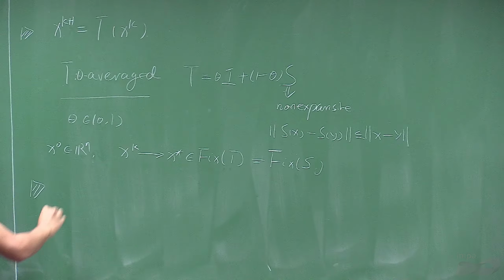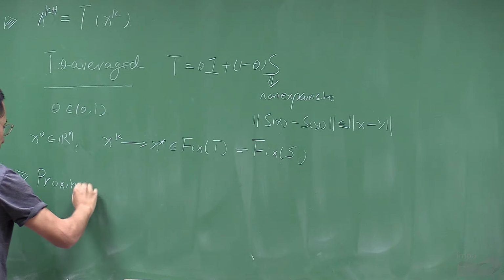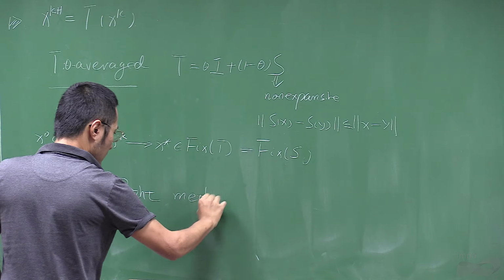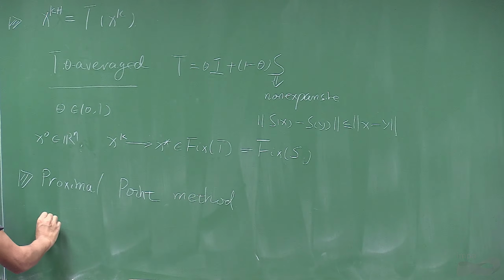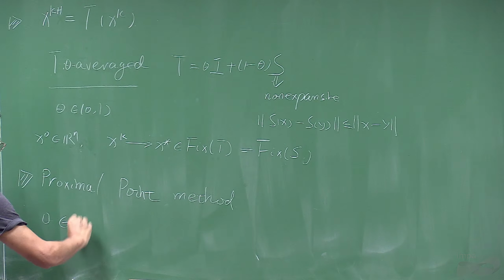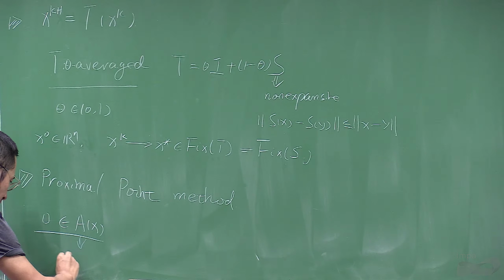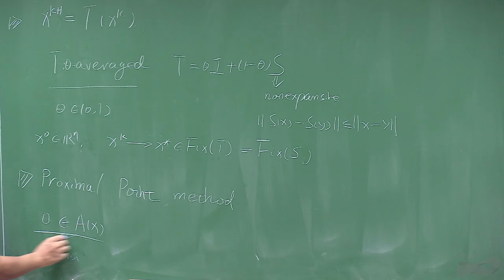Next, we discussed the proximal point method, which is for solving a maximal monotone inclusion problem, which is to find x such that 0 belongs to Ax. In this problem, we are interested in the maximal monotone inclusion problem, which means the operator A here is called maximal monotone.